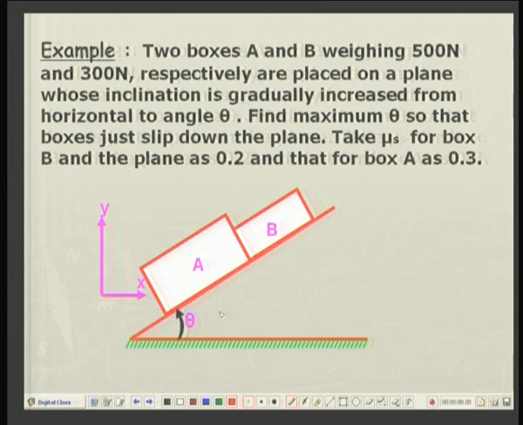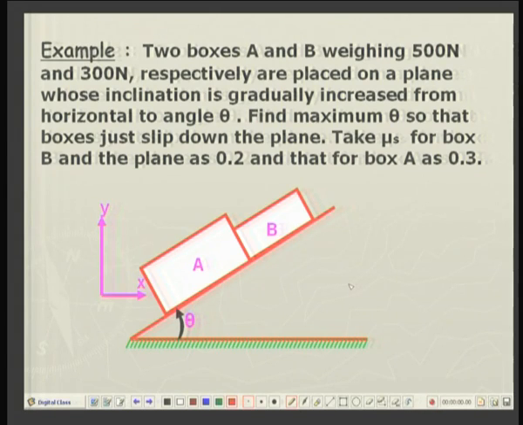Now, let us have a look at another problem in which you have more than one contacting surface. For example, here is an incline and there are two blocks A and B. They are both lying on this inclined surface and also they are in contact with each other.